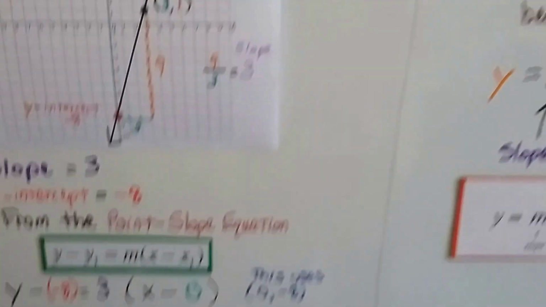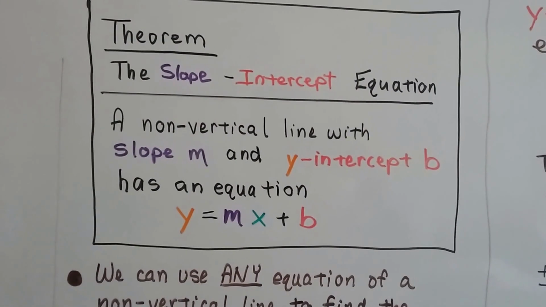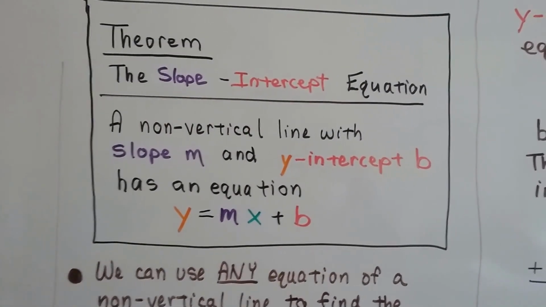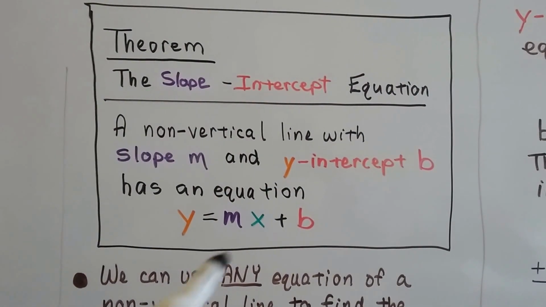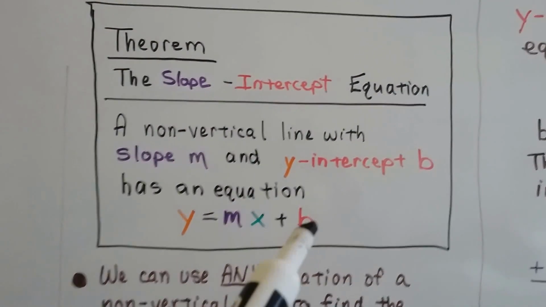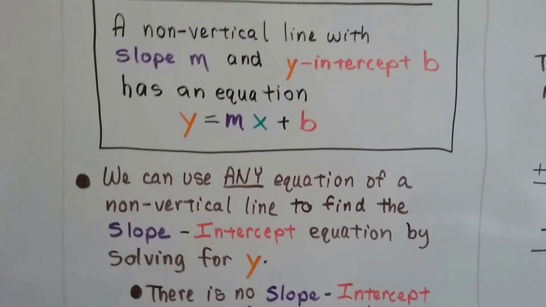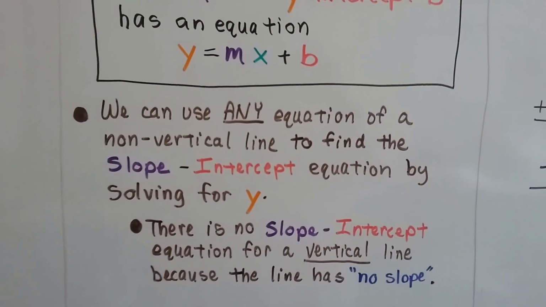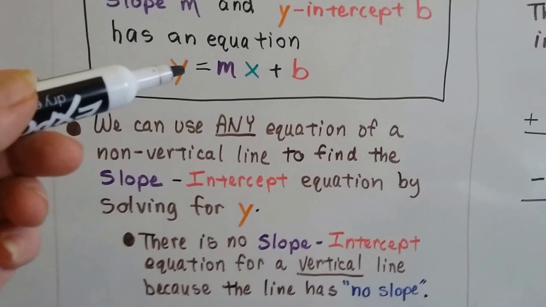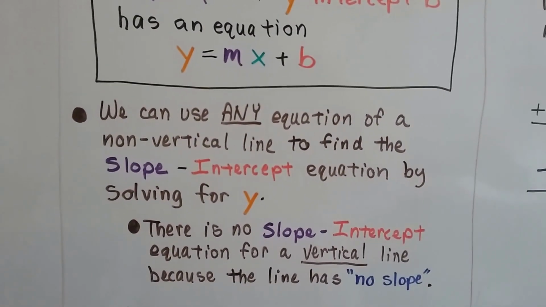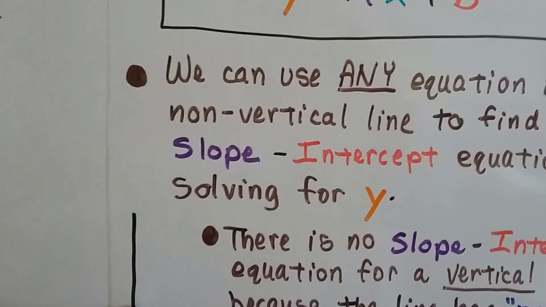So I have a theorem for you. The slope-intercept equation says a non-vertical line with slope m and y-intercept b has an equation y equals mx plus b. And here's the m, the slope. That's the y-intercept, that's b. That's where it hits the y-axis. We can use any equation of a non-vertical line to find the slope-intercept equation by solving for y. We just set it to equal y. Now there's no slope-intercept equation for a vertical line because the line has no slope. A vertical line has no slope.